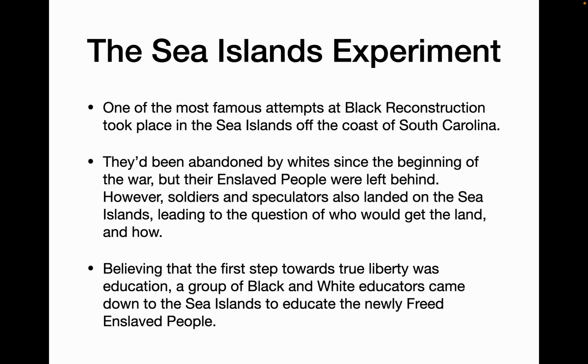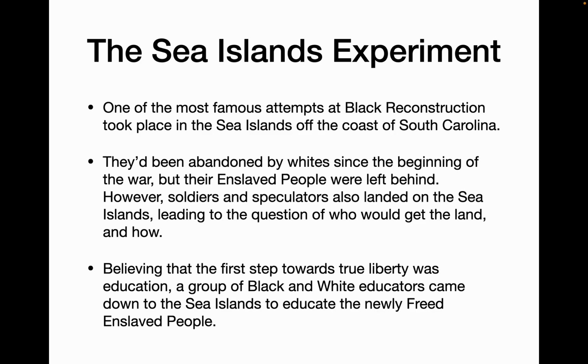One famous example of this is the Sea Islands experiment, where black Reconstruction was attempted off the coast of South Carolina. They had been abandoned by the plantation owners since the beginning of the war. However, enslaved people were basically left behind, and so soldiers and land speculators started to land in the Sea Islands, leading to the question of who gets the land and how during this.